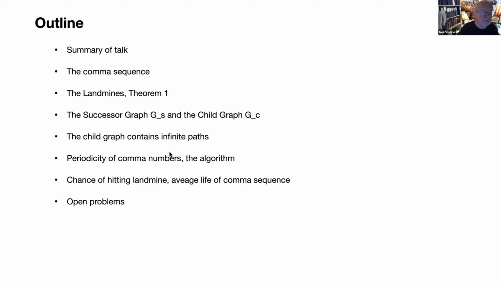That's a theorem. And then I'll talk briefly about the algorithm, which is based on the fact that the common numbers are actually periodic most of the time. And the final section will be about the chance of the kangaroo hitting a landmine and its expected lifetime.